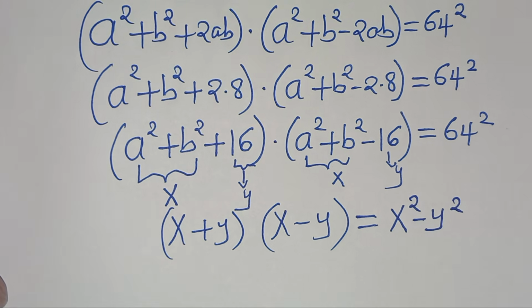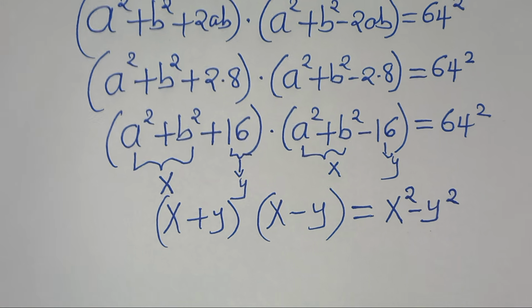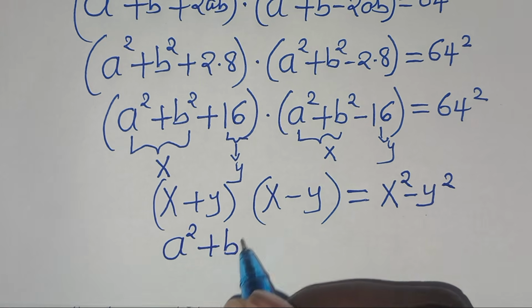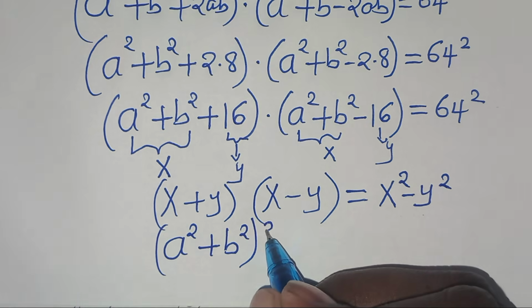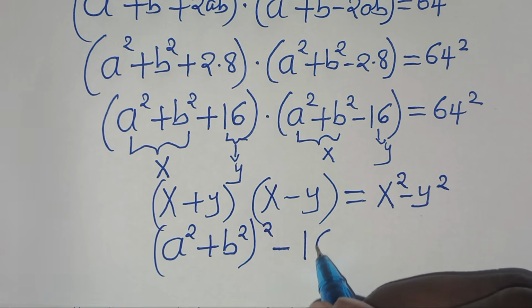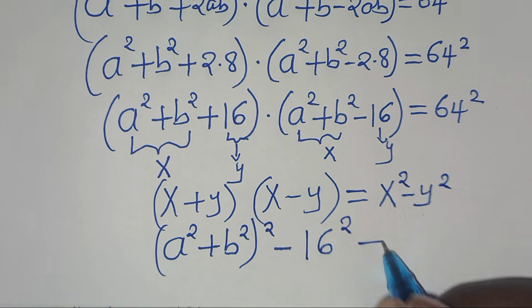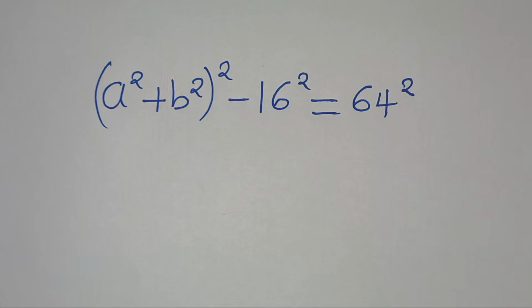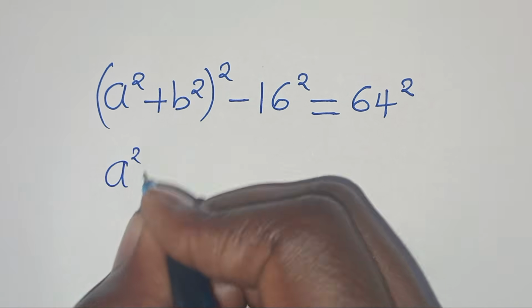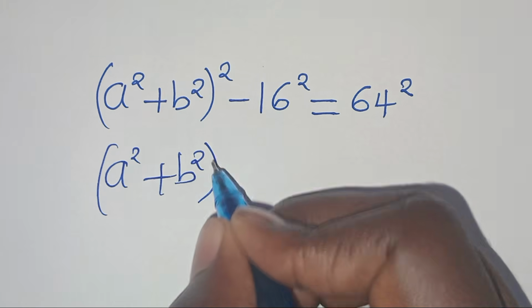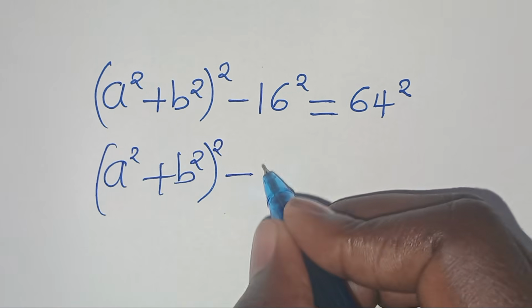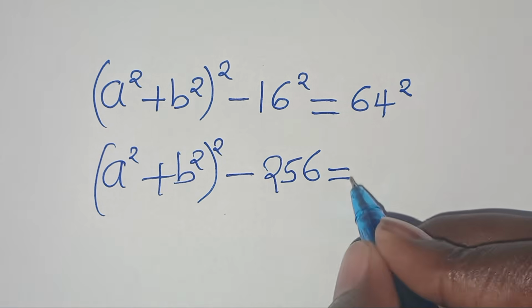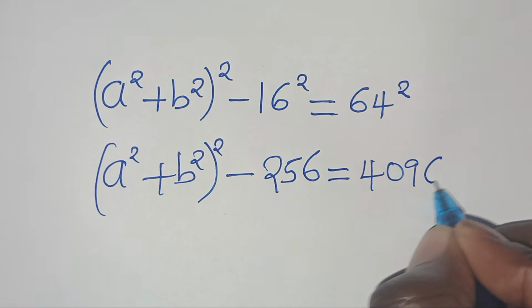So applying this identity, we have a squared plus b squared raised to the power of 2, subtract 16 raised to the power of 2. This is equal to 64 raised to the power of 2. So here we have a squared plus b squared raised to the power of 2 minus 16 squared. This is 256, and this is equal to 64 squared, which is equal to 4096.